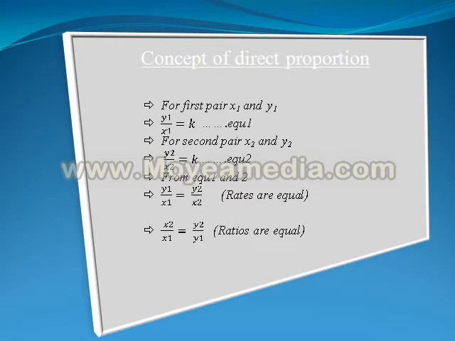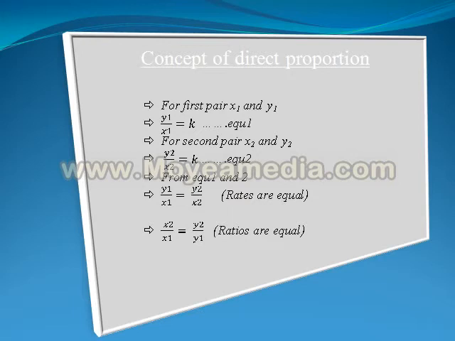This is a kind of representation of rates. Remember, rates are between two quantities of different kinds. So you see, y1 over x1, different kinds. These left and right sides represent two rates, and they're equal.